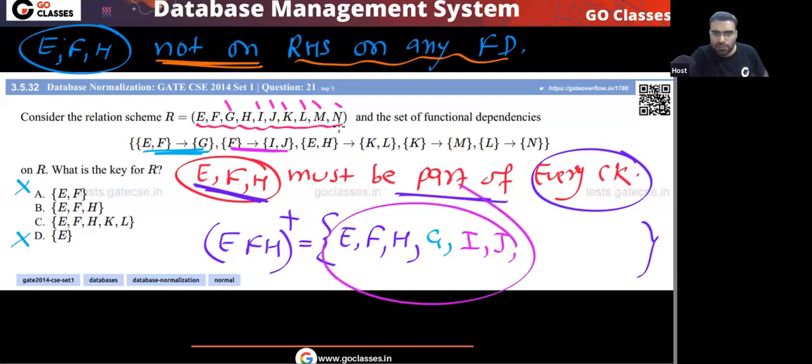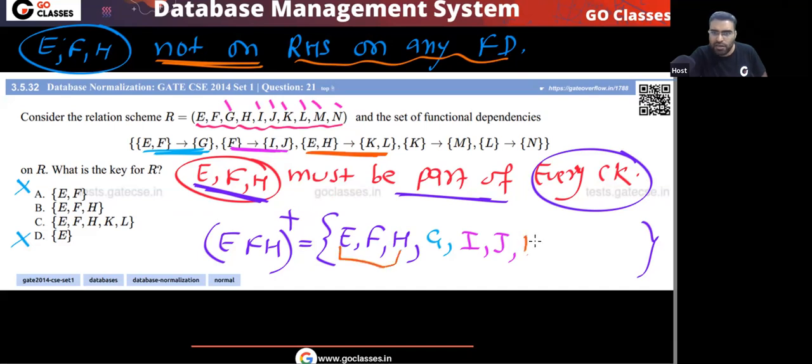Now these attributes, what can they give you? EF, GH, IJ. You can see EH can give you KL. What else? Now you got KL. K can give you M, so you got M also.